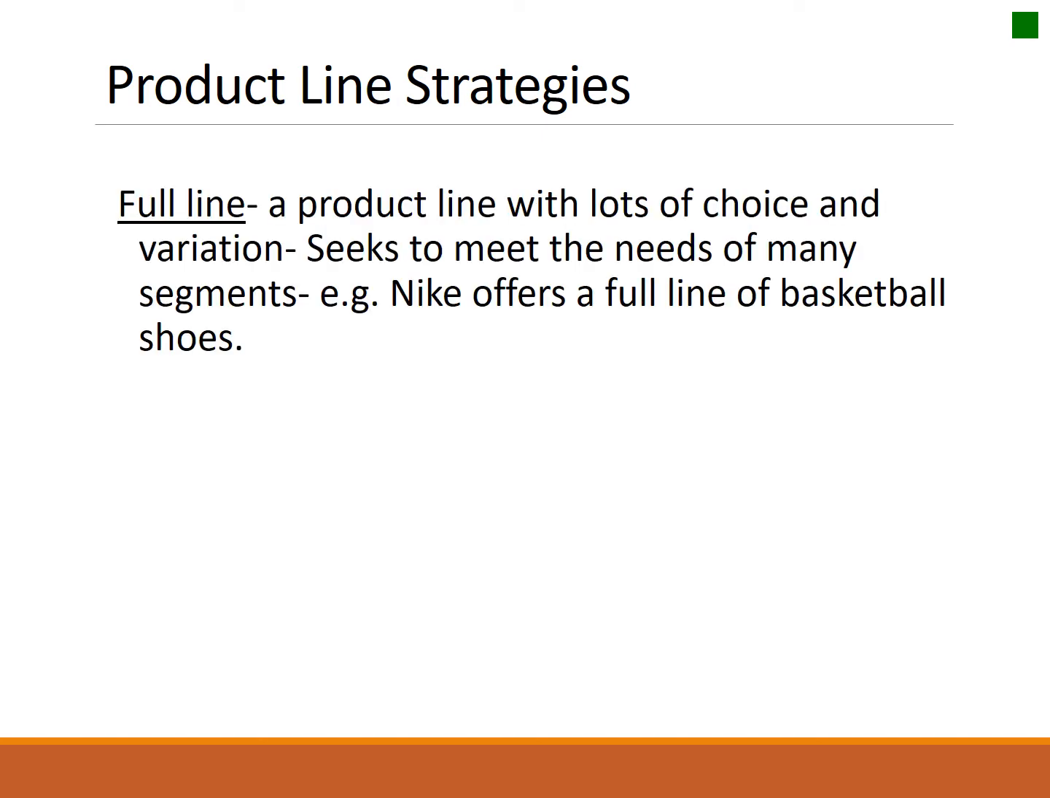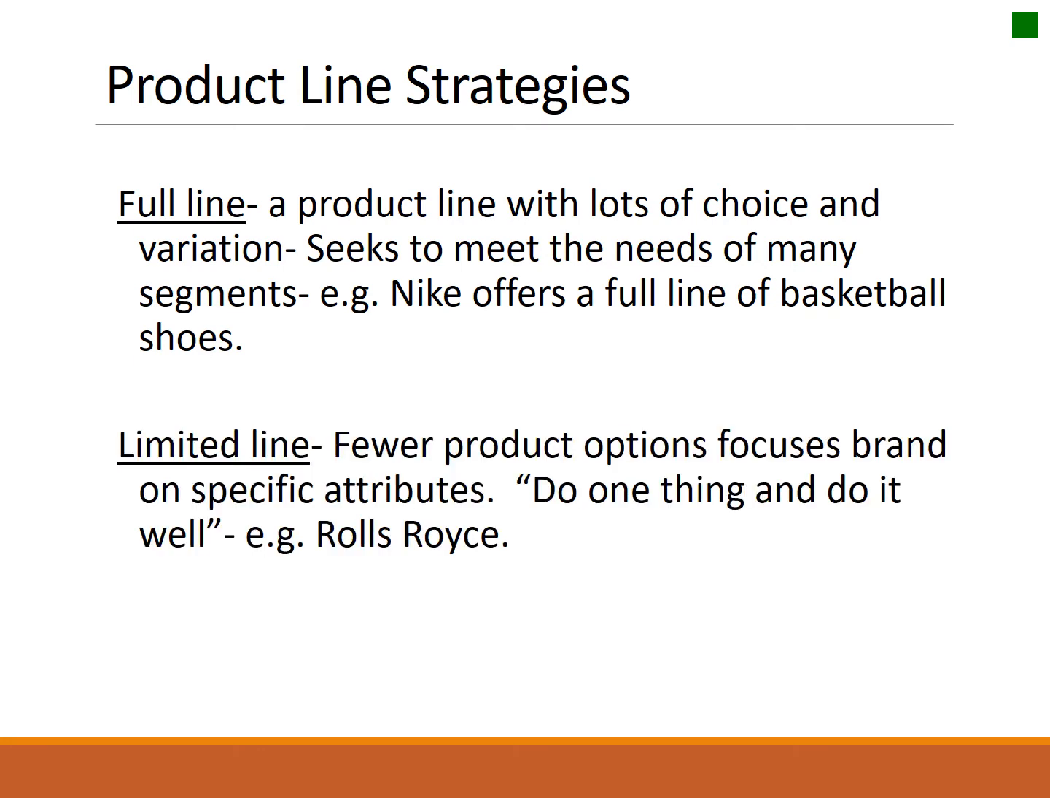Now, as we add and drop and think about the different product line strategies we can have, there's going to be 5 or 6 we think about. One is the full line product strategy. A full line product strategy is when a company has many, many different products within the same brand and category, such that a market is very well satisfied with lots of different product options. So a full line would be lots of different products being available to a specific market.